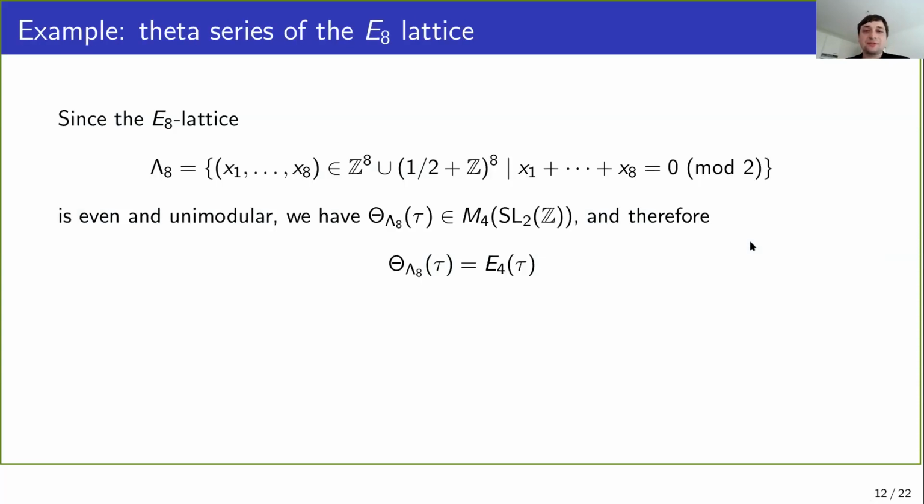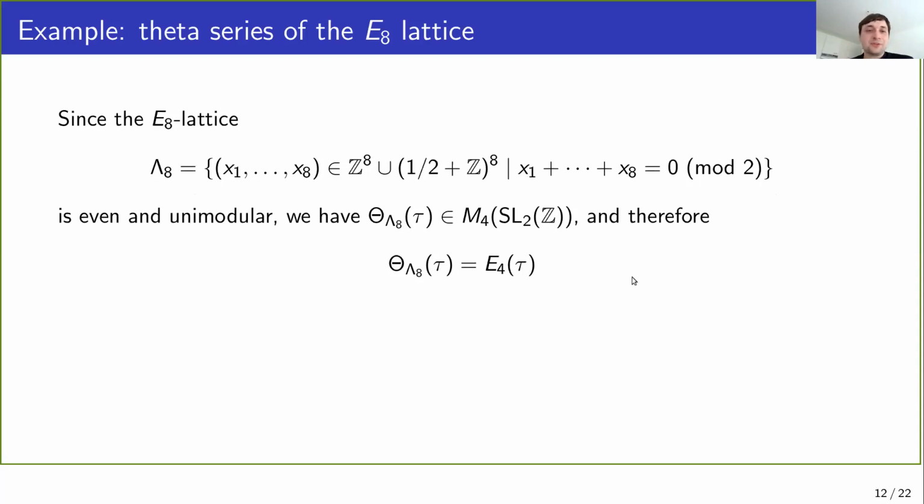So we can get some simple applications of this result. The first is very naive: we can compute the theta series of the E8 lattice. The definition of the E8 lattice is given here, but what you really need to know is that it's an even unimodular lattice in 8 dimensions. Once you know that, because its theta function is modular, and the space of modular forms of weight 4 is 1-dimensional, we get for free that this has to be equal to E4.